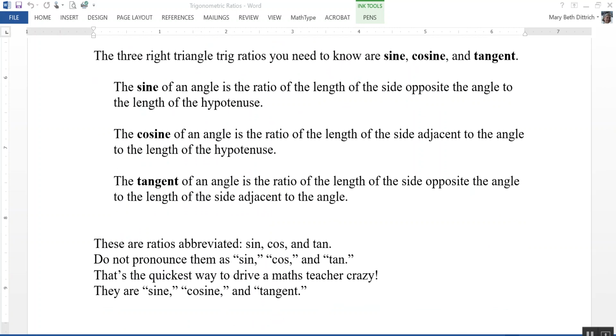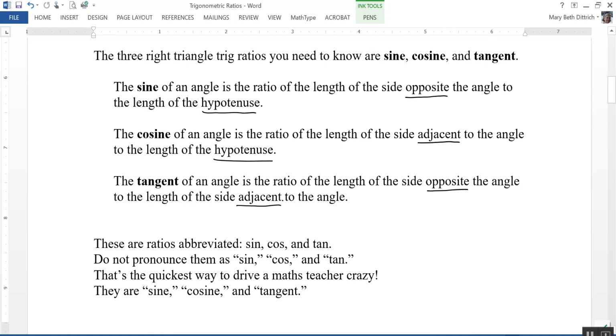The three right triangle trig ratios you need to know are sine, cosine, and tangent. The sine of an angle is the ratio of the length of the side opposite the angle to the length of the hypotenuse. The cosine of an angle is the ratio of the length of the side adjacent to the angle to the length of the hypotenuse. And the tangent of an angle is the ratio of the length of the side opposite the angle to the length of the side adjacent to the angle.